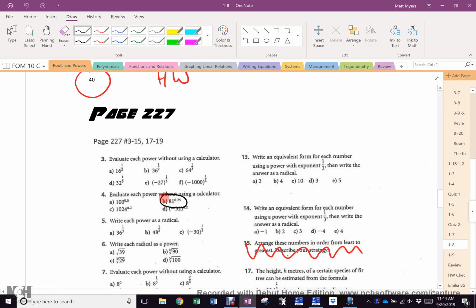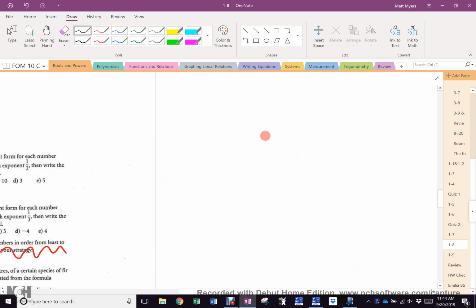4B. Yes, I can. 4B is 81 to the 0.25. What do I feel about that? Bleh. Yes, Garcia? Right, absolutely. 0.25 is 1/4. So that is 81 to the 1/4.